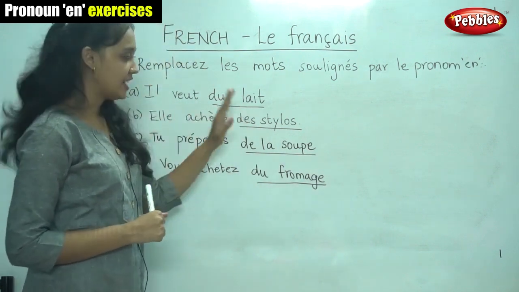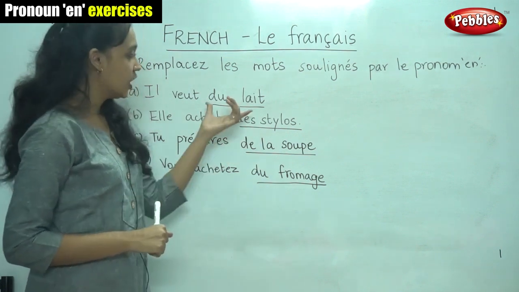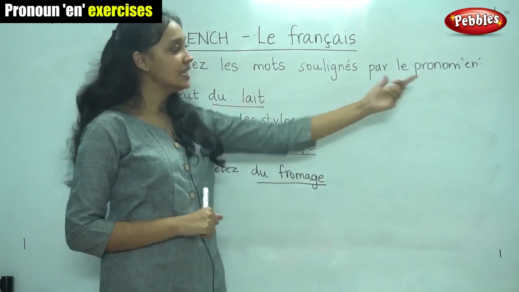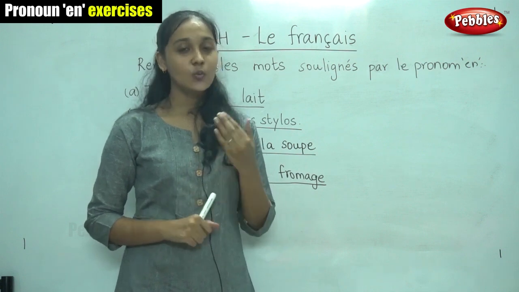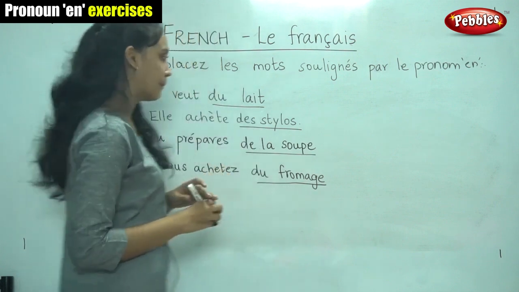So, it is a very simple exercise. It's the simplest among what we have learned. We are only going to replace the underlined words using en. And where do we place en? We place it before the verb. That is all you have to remember.